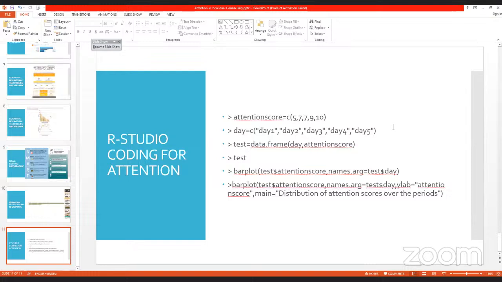You can try it. Maybe we are trying to enhance the attention and measuring it on day 1, day 2, so different scores on different days. Correct. Absolutely correct. So now attention score is a vector. This is one of the vectors. Now we will write this in RStudio. I will give you the code in the chat box and you can try it.